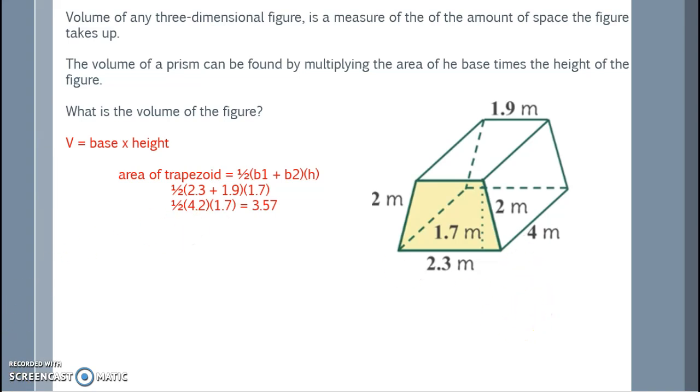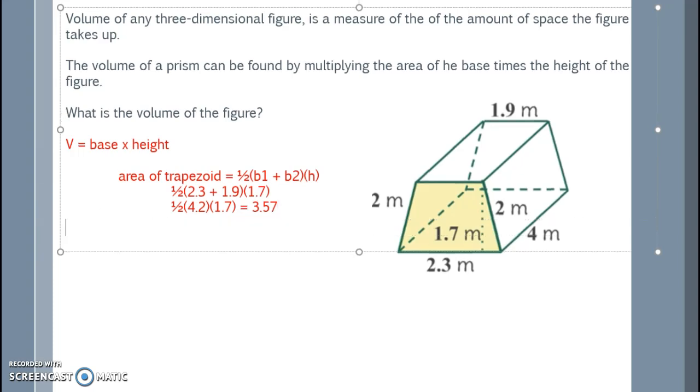And I didn't have that screen done, so we'll do that here. So volume is 3.57 times 4, which is 14.28 cubic meters.